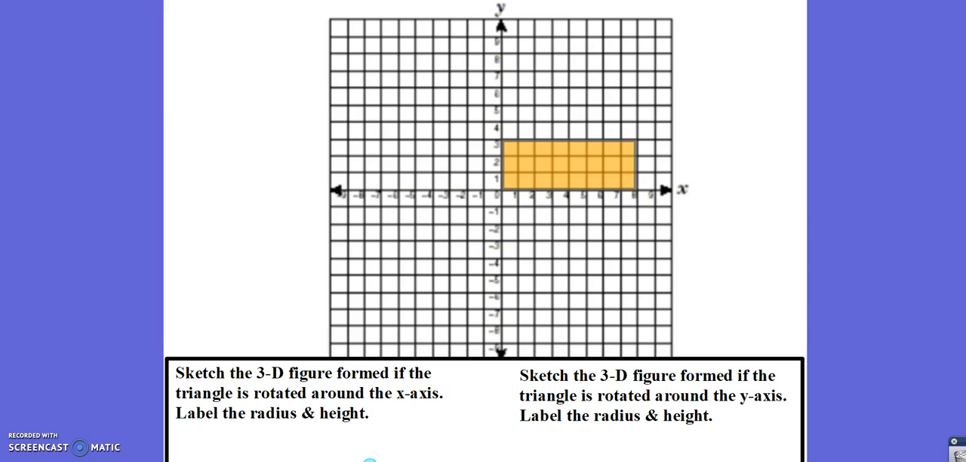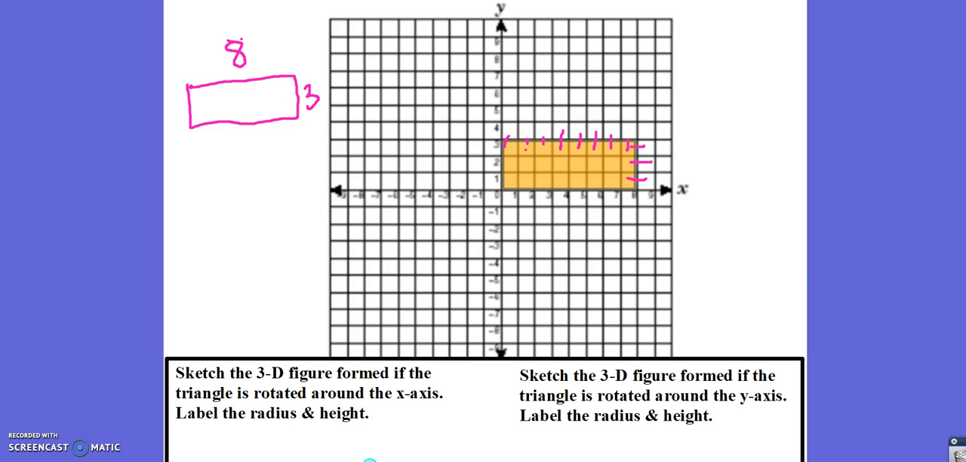Now we're going to do the same thing, but this time with a rectangle. Again, let's count off our dimensions first. 1, 2, 3, 4, 5, 6, 7, 8. So I have this rectangle. I know this side is 8, and then 1, 2, 3. The short side is 3.